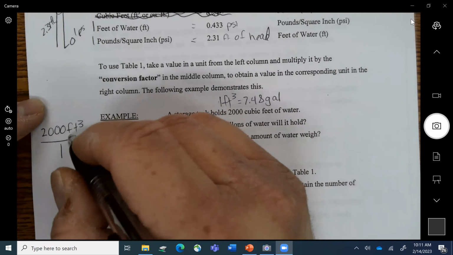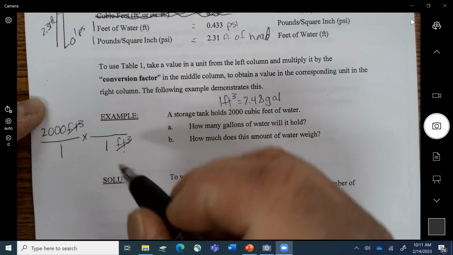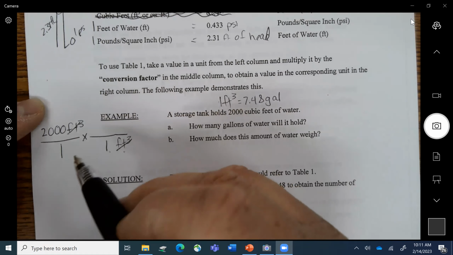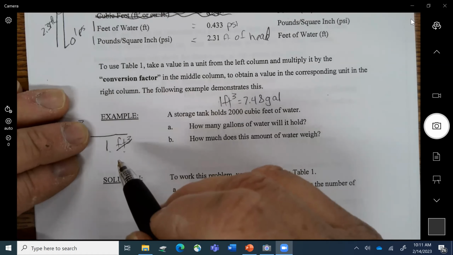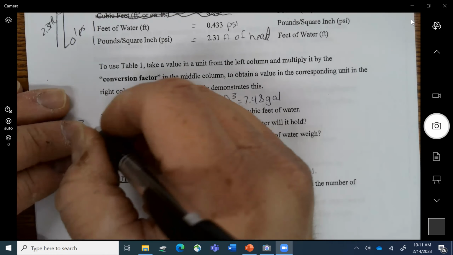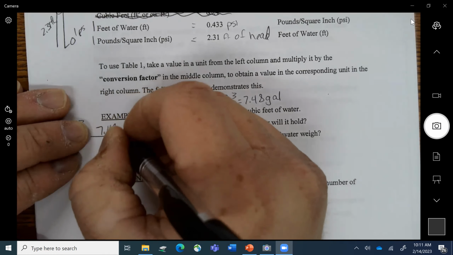Okay. The cubic feet would cancel, absolutely. But what does 1 cubic foot equal? This is what I teach people: ask yourself, what does 1 cubic foot equal? Ignore the rest. 1 cubic foot equals 7.48 gallons.